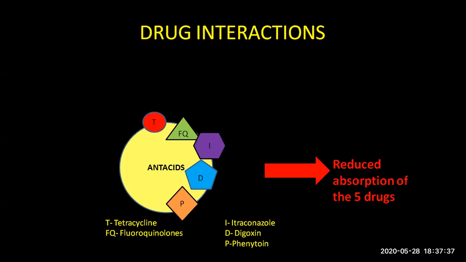Therefore, what precaution you have to take or what advice you have to give the patient before prescribing antacids is you have to advise the patient to have a gap of at least 2 hours before giving these drugs. So you have to either adjust the dosage of antacids 2 hours before or after the administration of these drugs. So this should be kept in mind whenever you prescribe antacids.